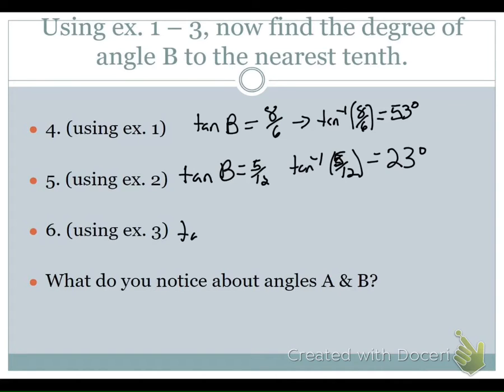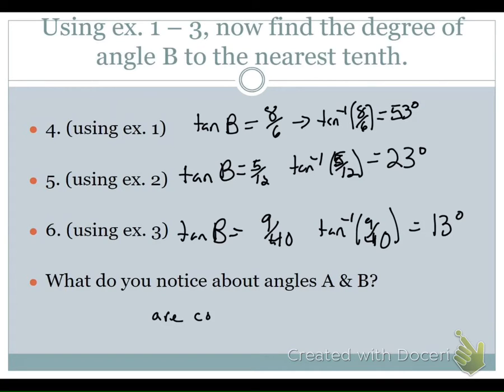So tan of angle B. What's opposite of angle B here? You said 9? Yep, 9 over 40. So tan inverse. 13 degrees. What did you get? 13 degrees. Okay. So here, what do we notice? We notice angle A and B are complements. They add to 90.